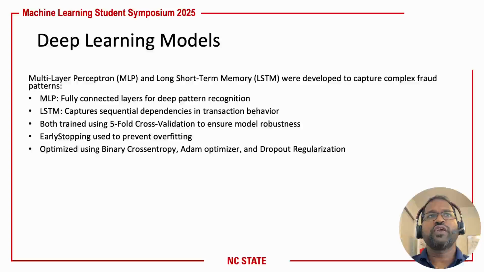To prevent overfitting during training, we also used early stopping, which halts training if the validation loss doesn't improve for 3 consecutive epochs. All models were optimized using binary cross-entropy loss and the Adam optimizer, and we added dropout regularization between layers to ensure the models remain robust and avoid learning noise in the data.